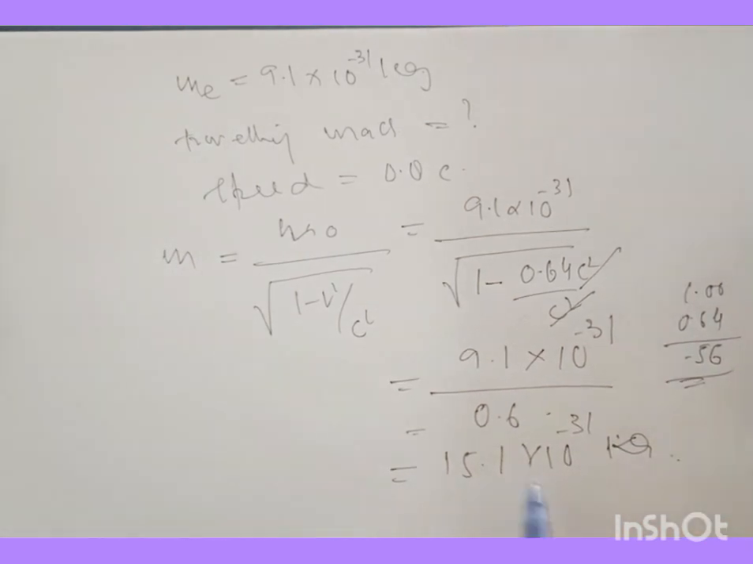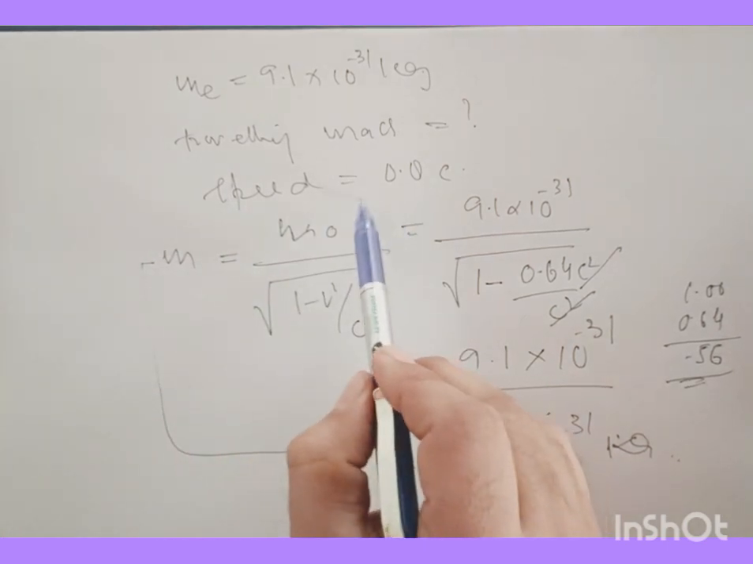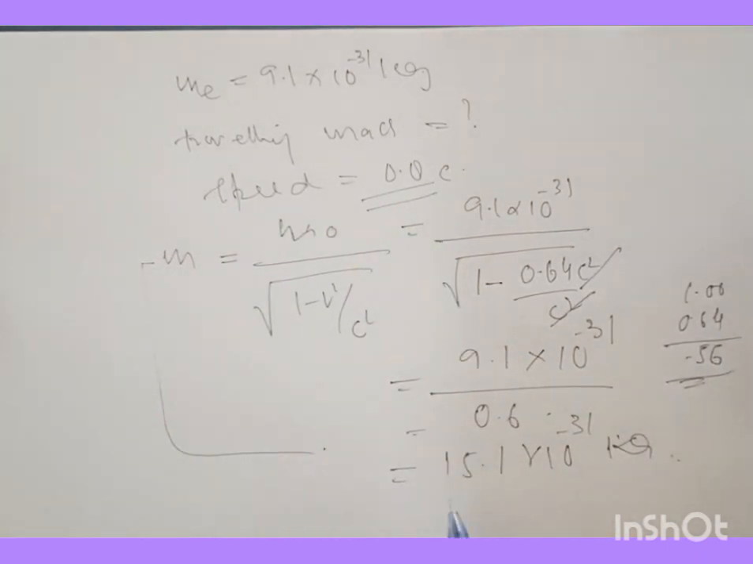So the relativistic mass, the mass of the electron, if it is moving with the speed 0.8 c, is going to be 15.1 times 10 to the power of minus 31 kilograms.